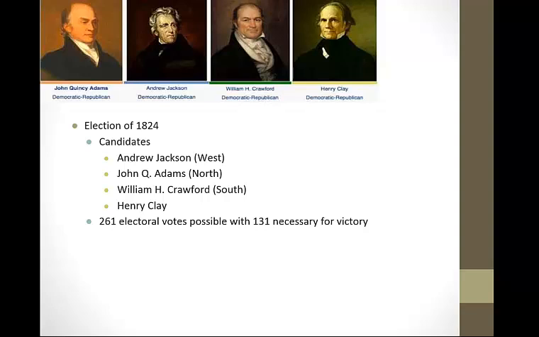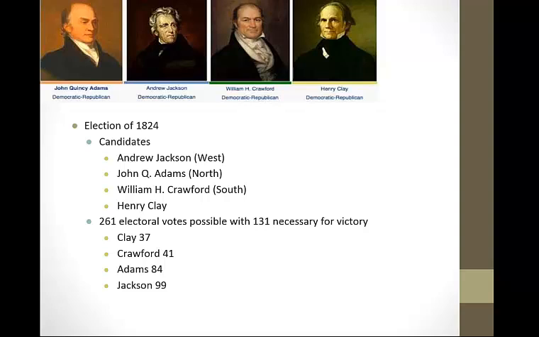So there was a possibility of 261 electoral votes, and 131 were necessary for victory. What ends up happening in this election is Clay gets 37, Crawford gets 41 electoral votes, Adams gets 84, and Jackson gets 99. Jackson clearly wins the popular and the electoral vote here, but he doesn't have the necessary 131 for a clear victory, due to the fact that 4 candidates split the difference in this election. So this election is really awkward.